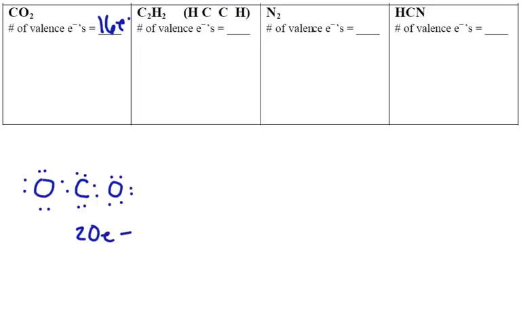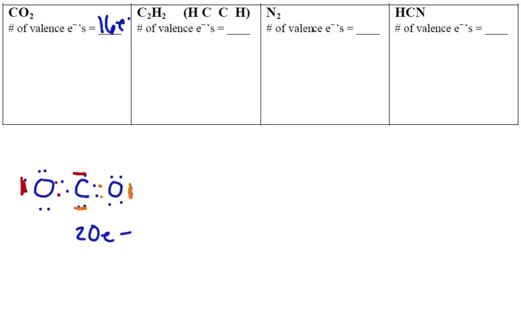Okay, but I'm drawing 20. So we've got to take away a pair. Take away a pair. Make these guys share. And then we're going to take away a pair, take away a pair, and make these guys share. So you can see what I'm going to end up with is a double bond between the carbon and the oxygen, and a double bond between the other carbon and the oxygen, and that will be my structure.